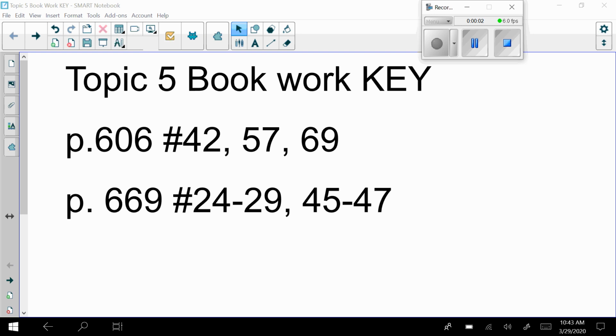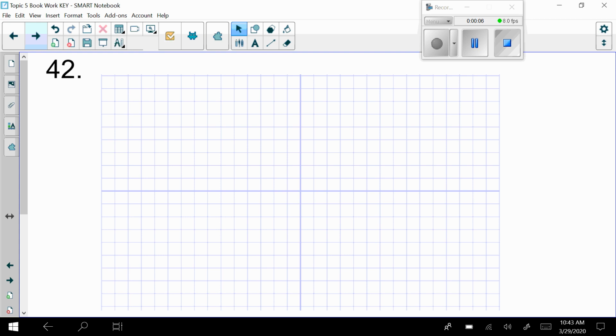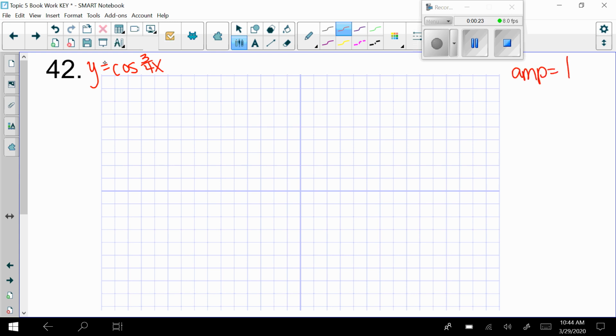All right, hi guys, I'm going to do the key to the next assignment with you. So I'm starting with 42, which is y equals cosine 3/4 x. So our amplitude is of course going to be 1, seeing that 1 is the coefficient here. So this would be a 1 out in front.